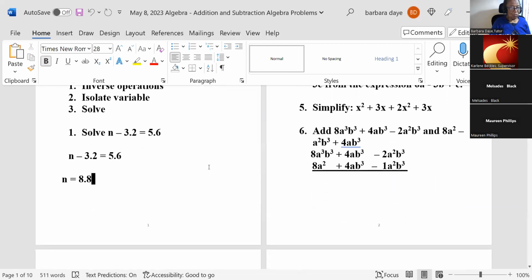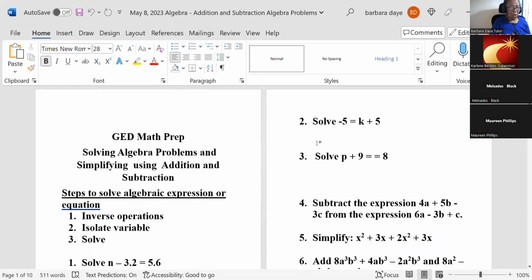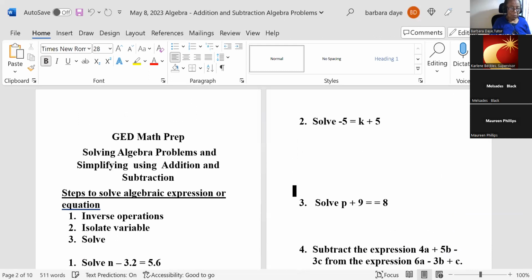Okay, so let's go to number 2. I want you to solve number 2. Tell me what you get. Another mental math. What is k equal to? Little k. Mercedes, what's k equal to?